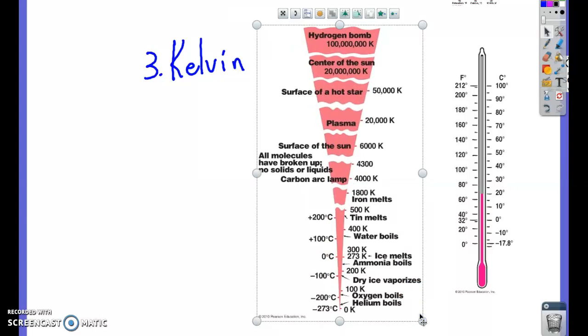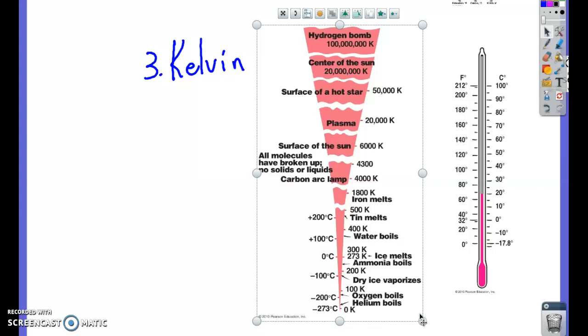Basically, the hottest thing we know is probably the middle of a hydrogen bomb, which is kind of like an atomic bomb, which is about 100 million degrees Kelvin. Okay, the center of the sun is about 20 million degrees Kelvin. Some stars, plasma, the surface of the sun is going to be cooler than the center of the sun, and so forth. Things on Earth, we can melt iron, a carbon arc lamp, and so forth. Some of these, tin, water boiling, and so on. Okay, there's no limit to how hot something can get.